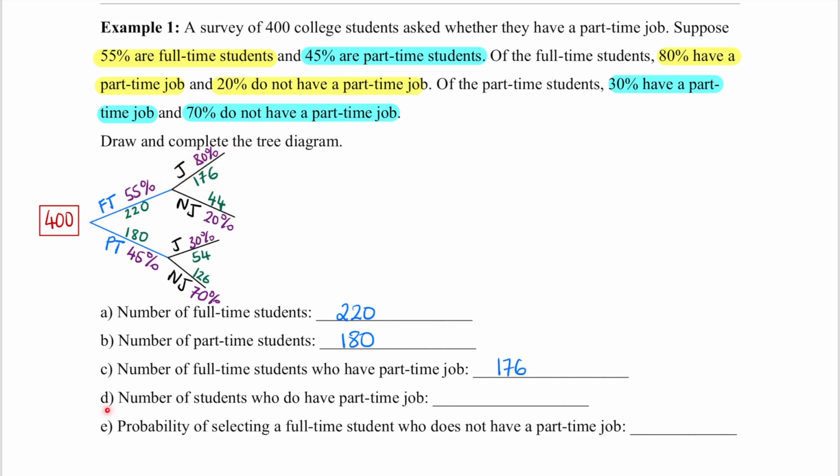Question D is asking for the number of students who do have a part-time job. We need everyone in the job category. That includes 176 full-time students with jobs and 54 part-time students with jobs. So we take 176 plus 54, and that equals 230.